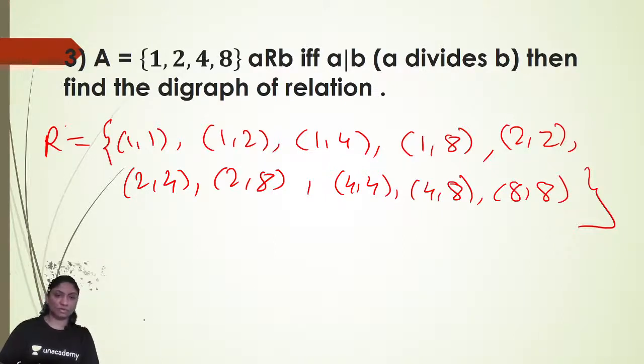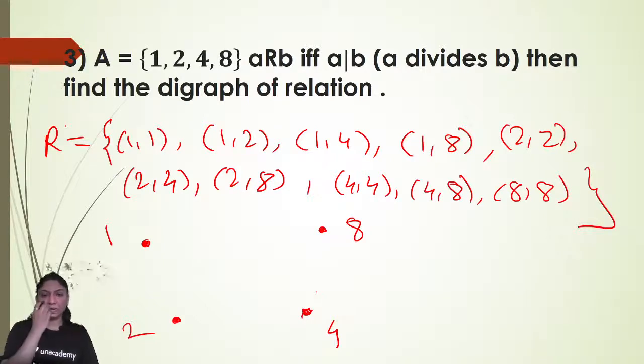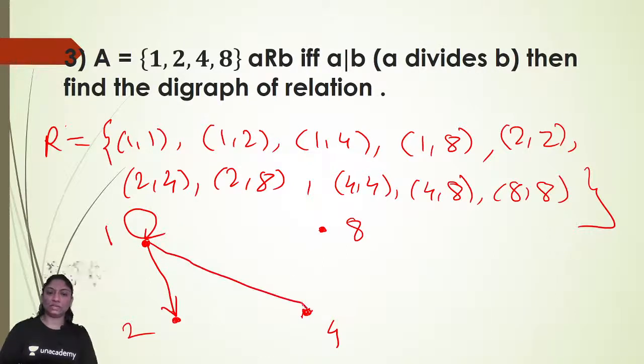First of all, we will write down the points, the nodes or vertices of the graph: 1, 2, 4, 8. Now 1 related to 1 gives you a loop. 1 related to 2, 1 related to 4 is like this, and 1 related to 8 is like this. You can draw it like this.